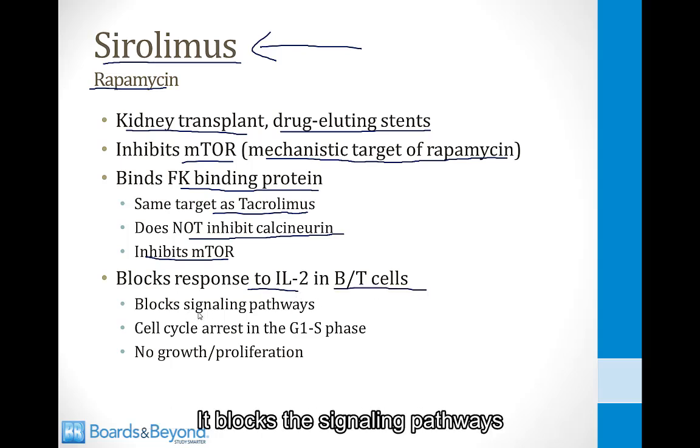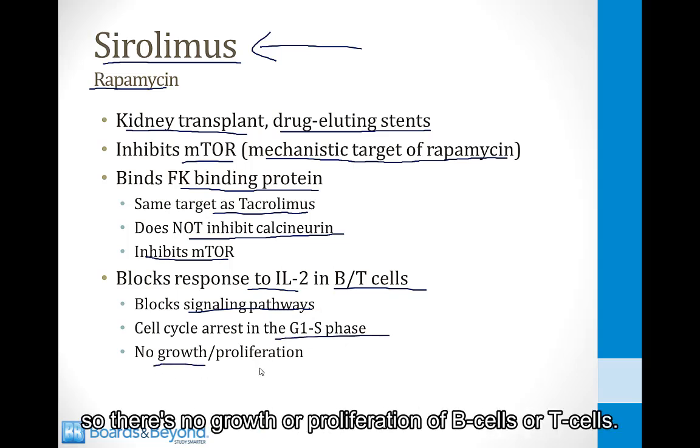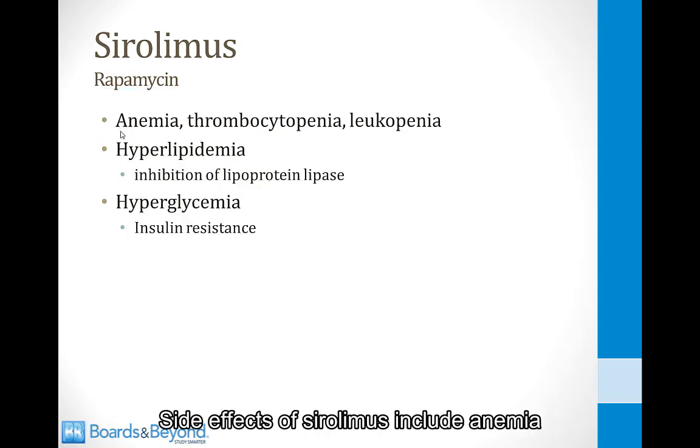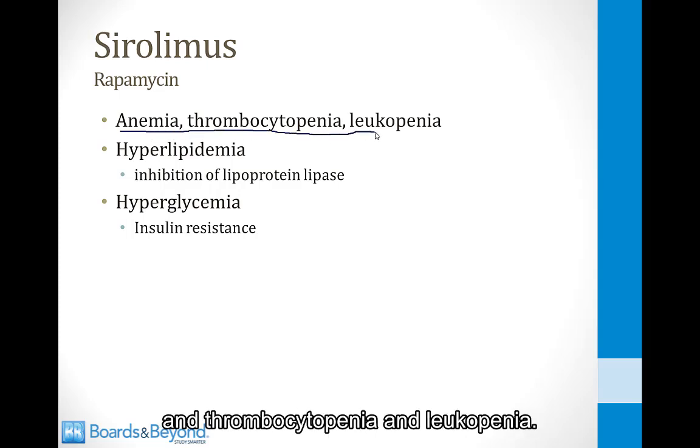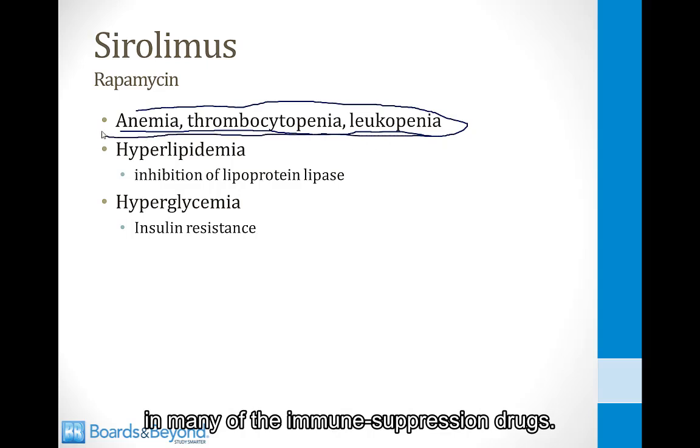It blocks the signaling pathways, and the cells arrest in the G1 to S phase, so there is no growth or proliferation of B cells or T cells. Side effects of sirolimus include anemia and thrombocytopenia and leukopenia, and we will see these type of side effects in many of the immune suppression drugs.